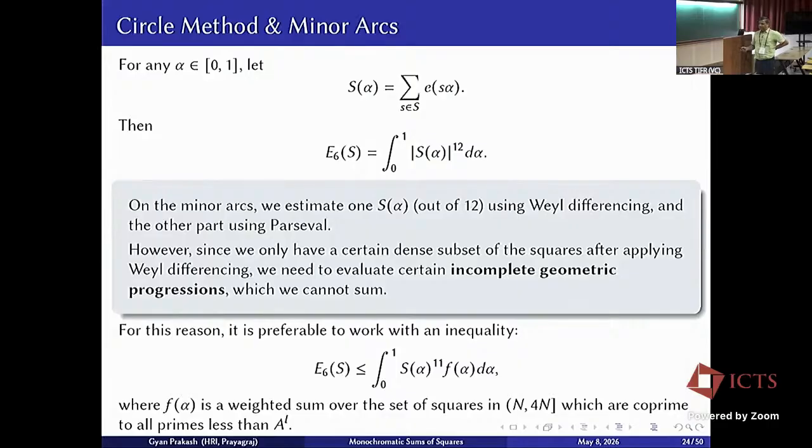Okay, not exactly the entire set of squares, but the set of squares in n to 4n which are co-prime to all primes less than e to the l. This is not a very serious thing. This you can handle because you can partition it according to the residue classes modulo a to the power l.